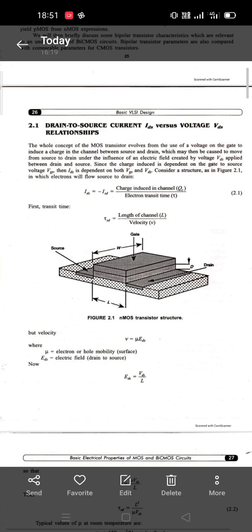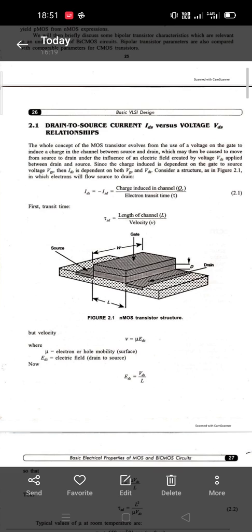As I said, only with the application of voltage on the gate will a channel be established between the source and drain. After that, there will be an influence of the electric field, created by the application of VDS between drain and source. From that we can say, in equation 2.1, that IDS is equal to the charge induced in the channel, QC, divided by the electron transit time tau. So IDS is equal to QC by tau.